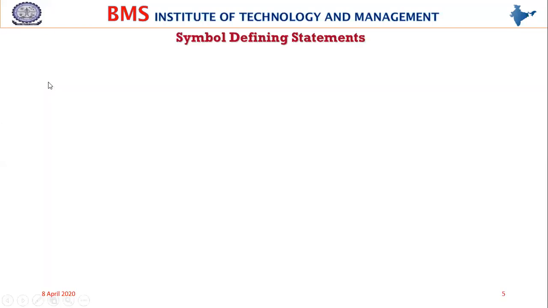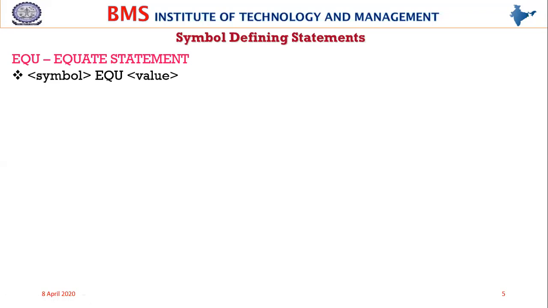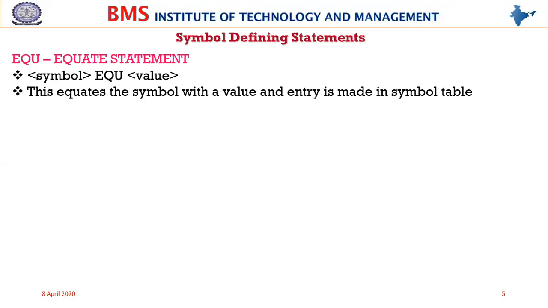Moving on, next we have something called symbol defining statements. These symbol defining statements can be specified by using an assembler directive EQU. EQU is an assembler directive, which we call the equate statement. So the syntax goes something like this. We have a symbol, that is any user defined symbol, EQU, the value. So this way we can specify. And this helps us in specifying constants. This helps us in specifying expressions. That's the advantage we have in EQU.